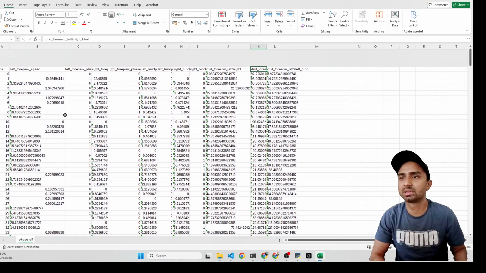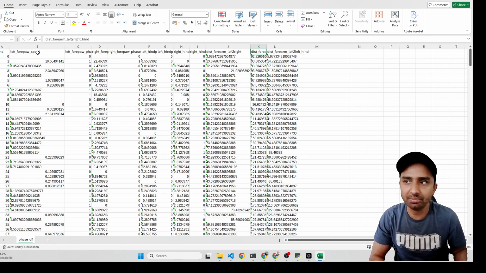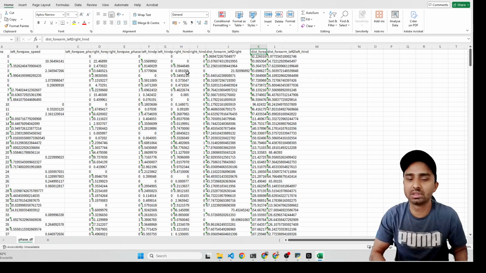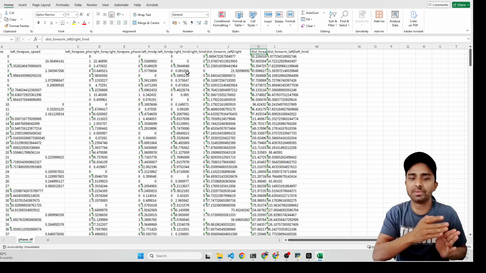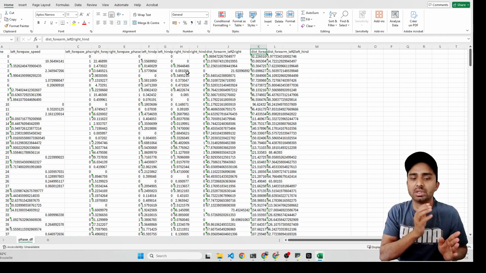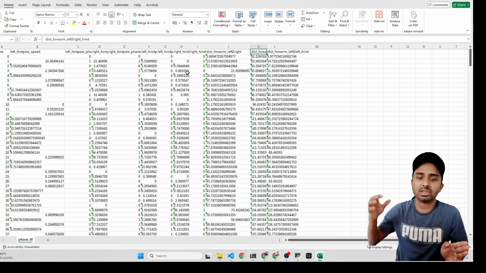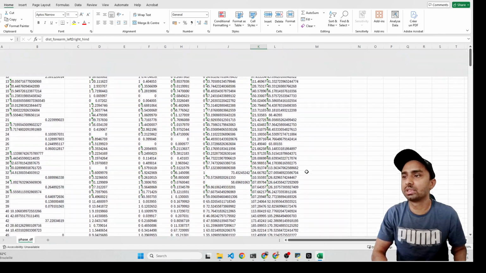We calculate the speed of individual limbs and the corresponding distance between those limbs. For example, we calculate the distance from the rear left paw to the rear right paw, and between rear left to hind left and hind right. So we have this observation.